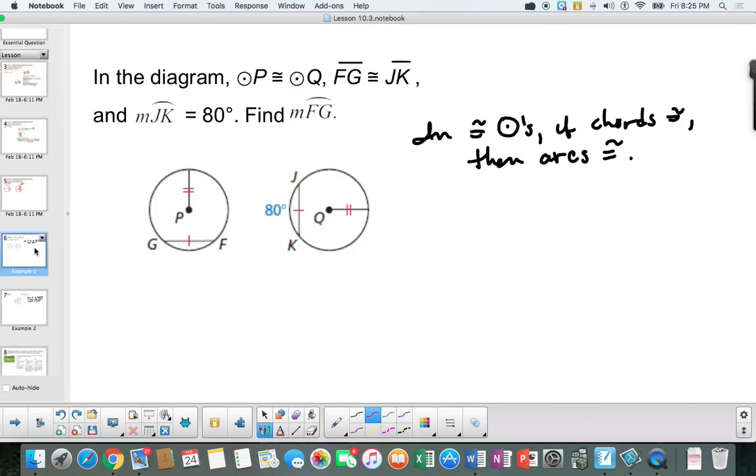Okay, let's go ahead and practice a problem. First, I see that these are congruent circles. I can see that because this radius and this radius are congruent, so I know I have congruent circles. I also know I have congruent chords. Chords are congruent, so the theorem says the arcs must be the same. So this arc right here has to be congruent to this arc. And since this arc has 80 degrees as its measure, this one has to have 80 degrees as its measure as well.